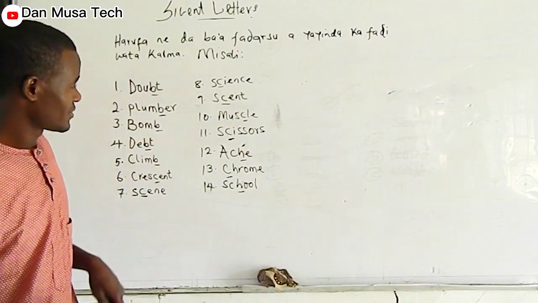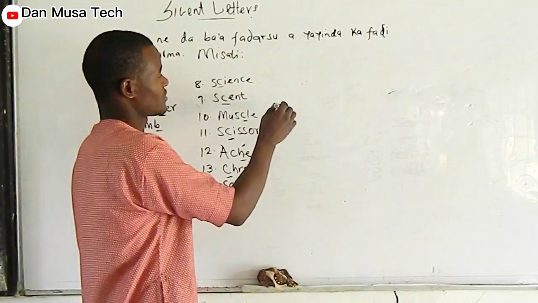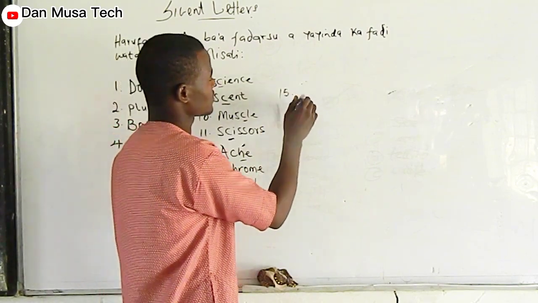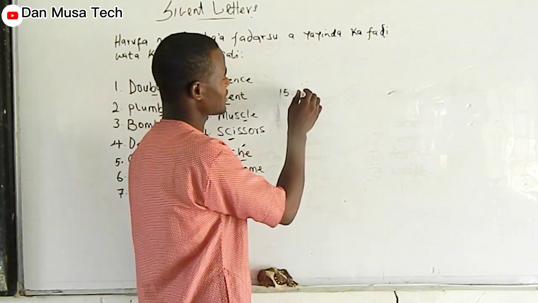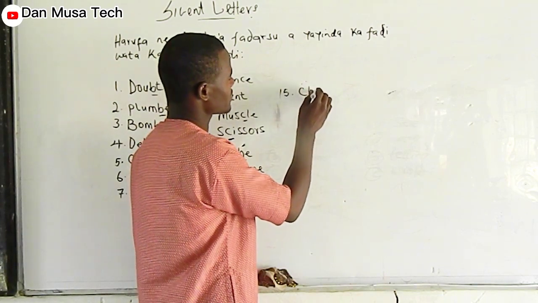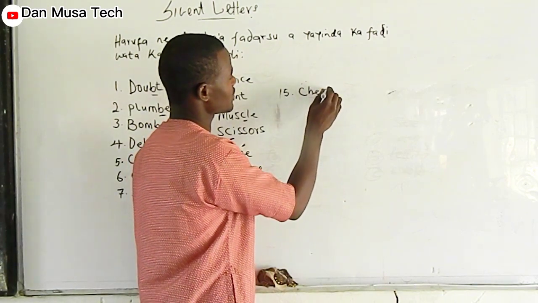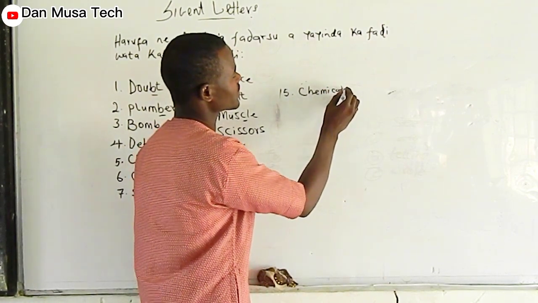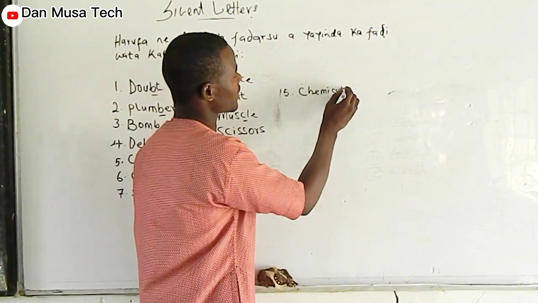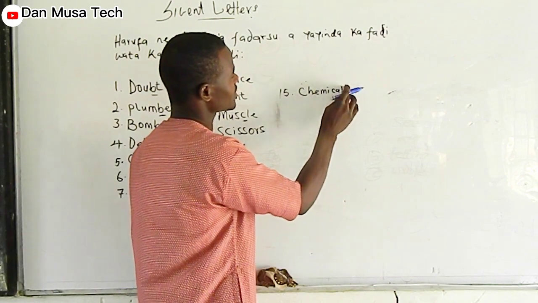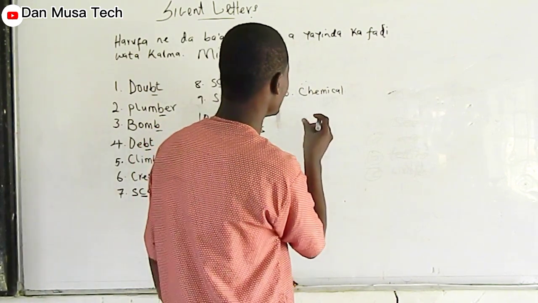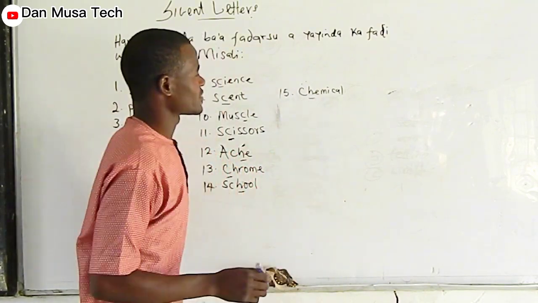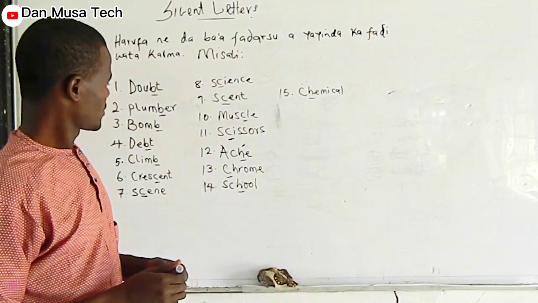And then we have chemical. The C there also is silent. What would be the last word? Chemical, C-H-E-M-I-C-A-L. Chemical. So the C there is silent. The H is silent. Can we take one more, like character?